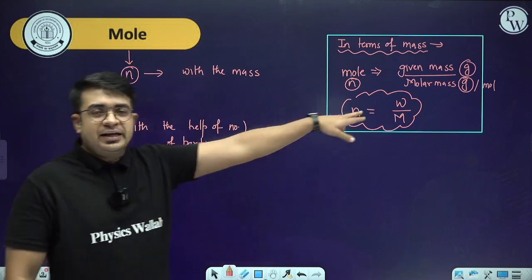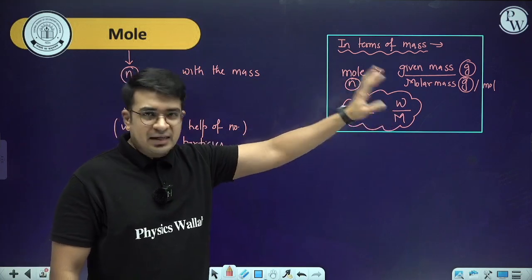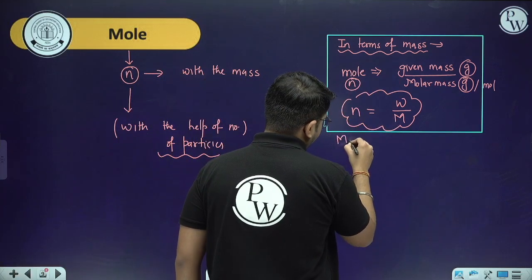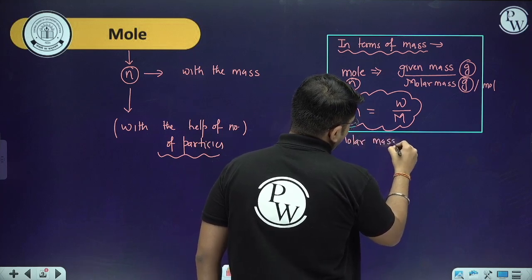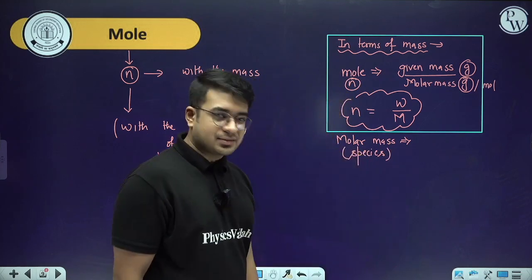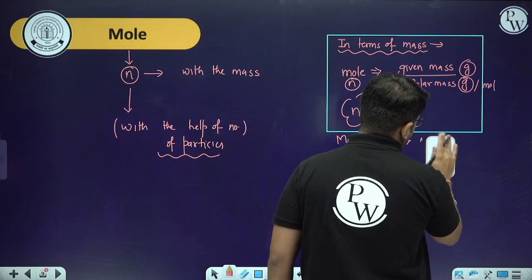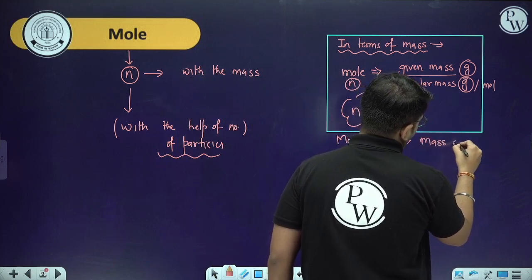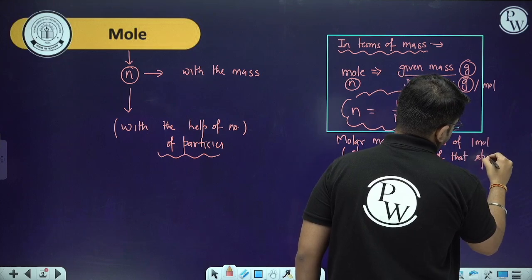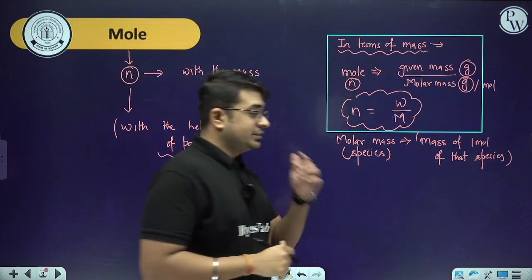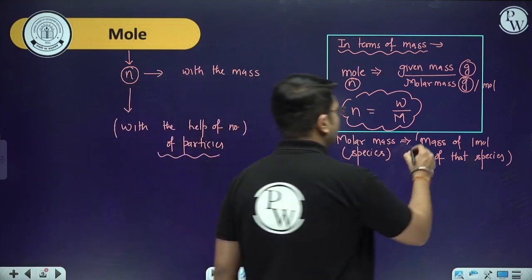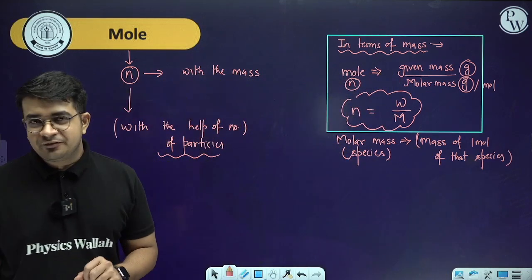Now the question is, sir, we can see that mass is given for any type of species, but how can we calculate the molar mass? Always remember, molar mass of any species is nothing but the mass of one mole of that species. Now the most interesting thing is, sir, we know about the atomic mass and molecular mass, but how can we calculate the molar mass? This calculation is very, very easy.